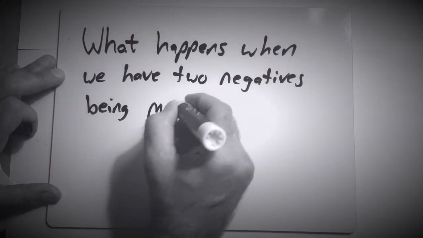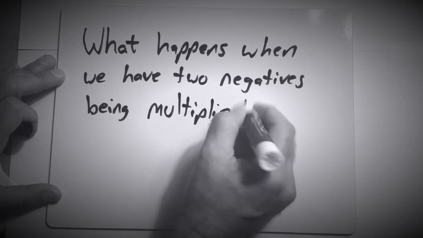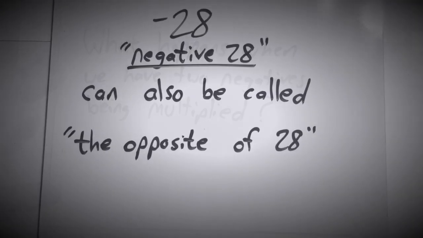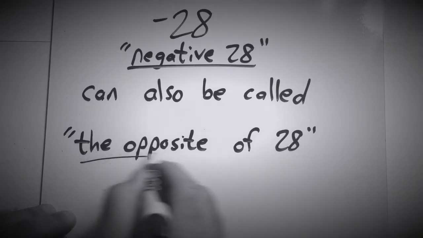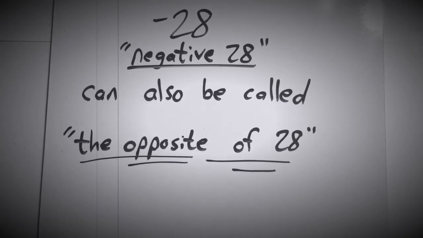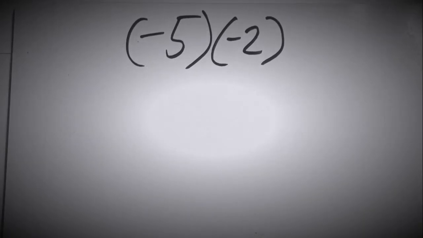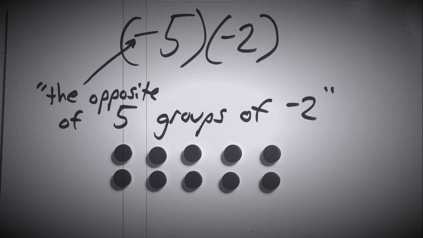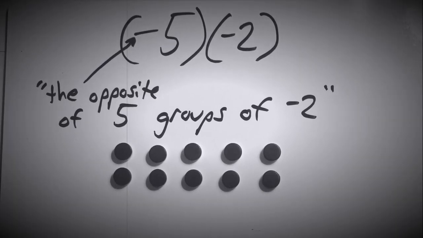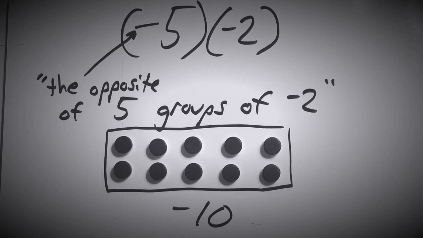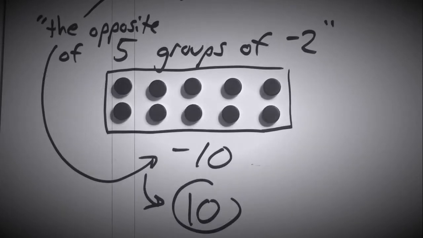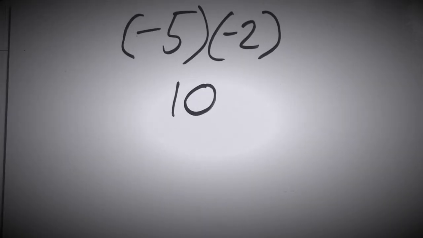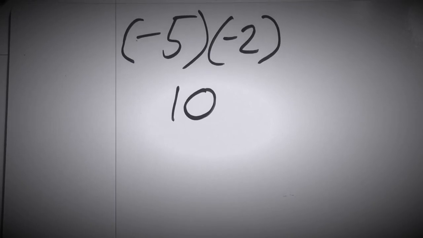So now we need to consider what happens when we have 2 negatives being multiplied. To help with this, we can look at any negative number and say, for example, negative 28 can also be called the opposite of 28. So negative 5 times negative 2 can be looked at as the opposite of 5 groups of negative 2. And 5 groups of negative 2 looks like this, and it would represent a negative 10. And the opposite of negative 10, of course, would be positive 10. Therefore, negative 5 times negative 2 gives us a result of positive 10.